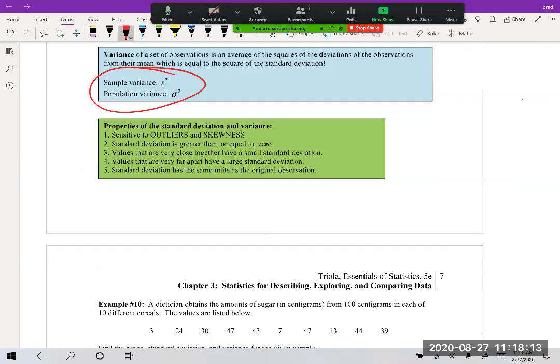Values that are very close together have a small standard deviation because they're clumped up. Remember, the standard deviation is how far you have to go to get a certain amount of the data. Values that are very far apart have a large standard deviation. And standard deviation has the same units as the original observation.